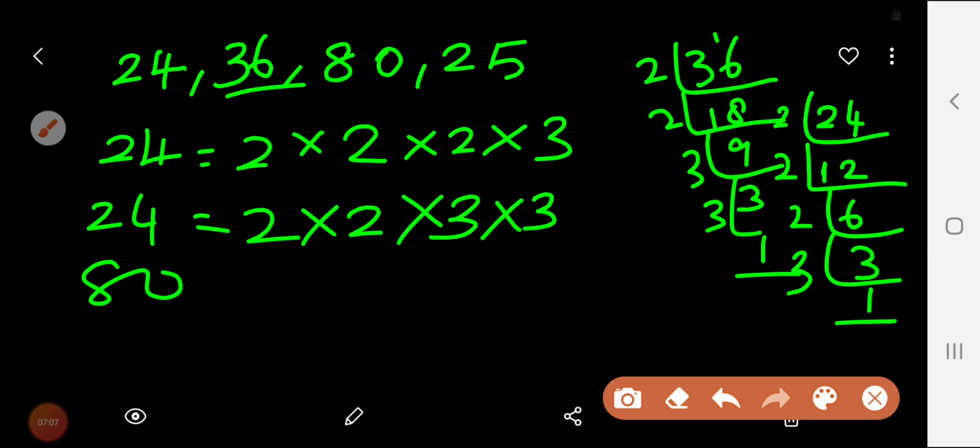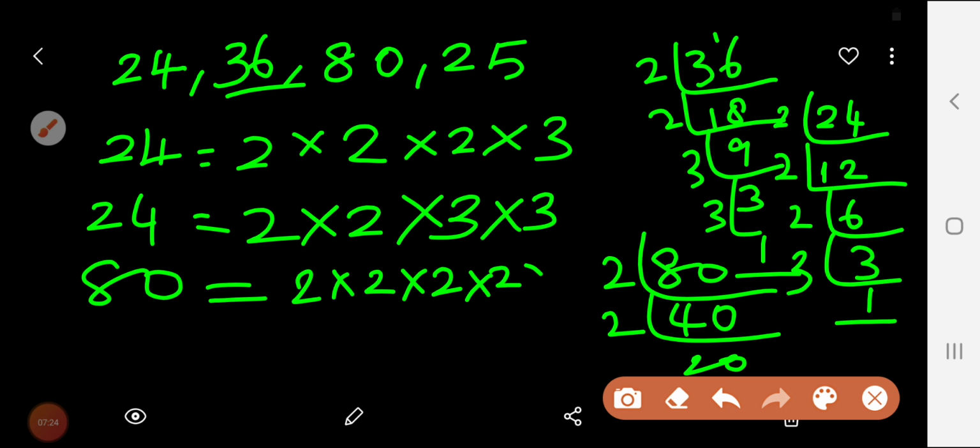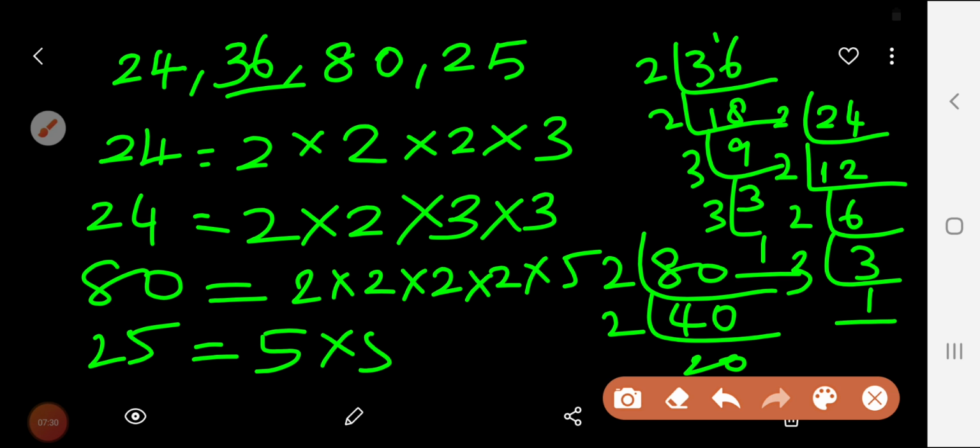We will take now 80, which is equal to: 2 if you take means 40, 2 means 20. So 2 into 2, and 20 we can write as 4 5s are 20. So 4 we can write as 2 into 2 into 5. So now we have 25. 25 will be 5 into 5. 5 5s are 25.